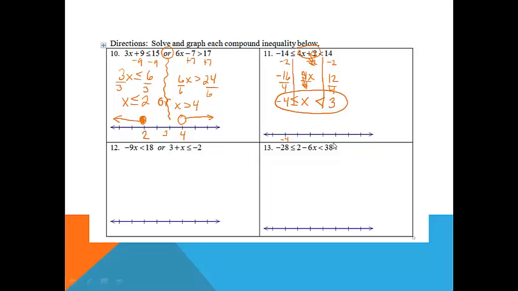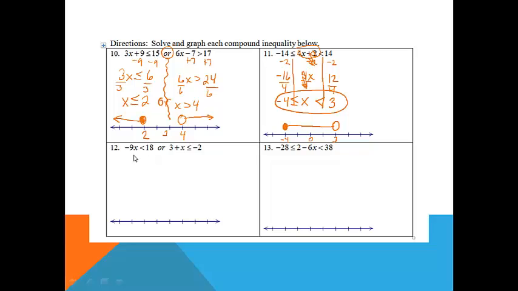So negative 4 on one side, 3 on the other. I think I'll put 0 in the middle. At negative 4, we should have a closed circle because of the equal sign. At 3, we'll have an open circle because there's not an equal sign. And I do know that this is a connected graph. So x has to be somewhere in between those two numbers.